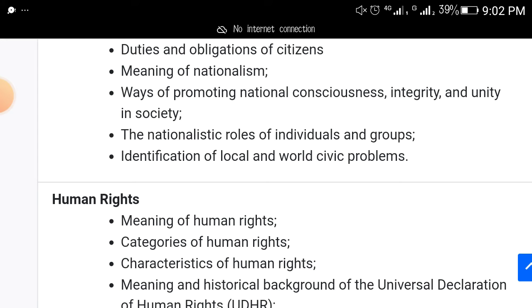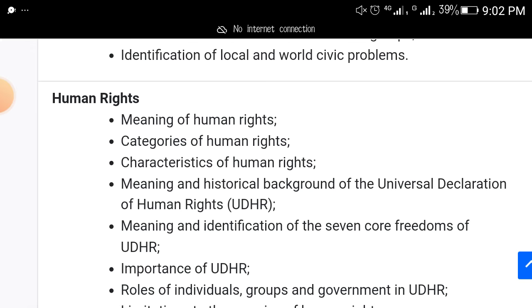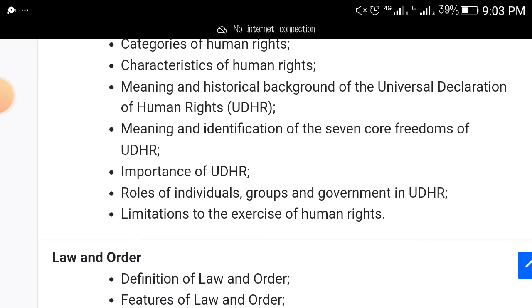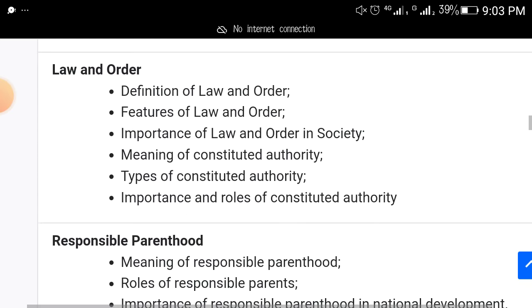Another topic to focus on is human rights. Human rights, like meaning of human rights, categories of human rights, characteristics of human rights, meaning and historical background of UDHR. That is basically the Universal Declaration of Human Rights. So read these things. Then read the seven core freedoms under the Universal Declaration of Human Rights, the importance of the Universal Declaration of Human Rights, roles of individuals, groups, and governments in the Universal Declaration of Human Rights, and limitation to the exercise of human rights. So read up these things.